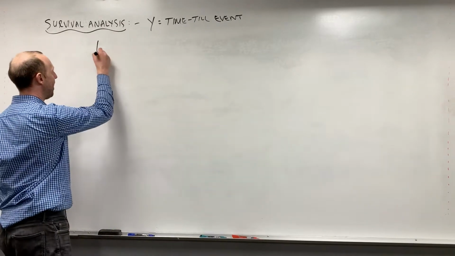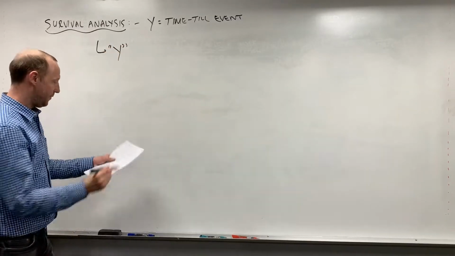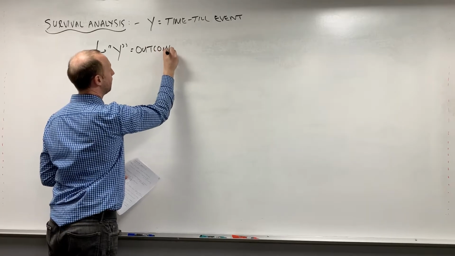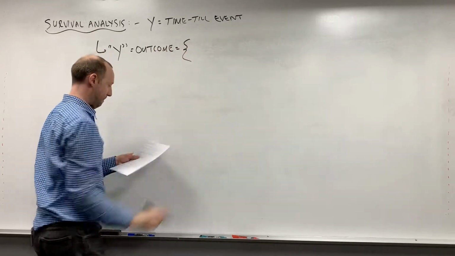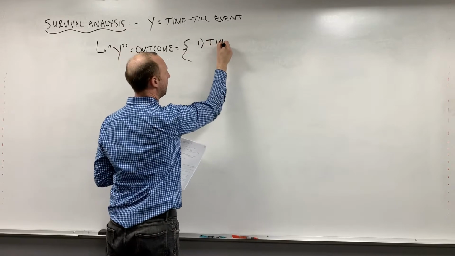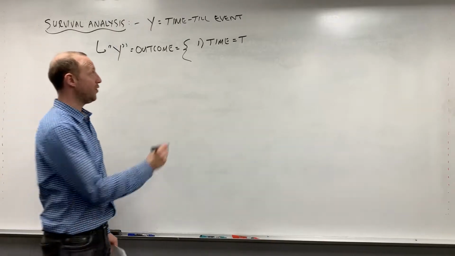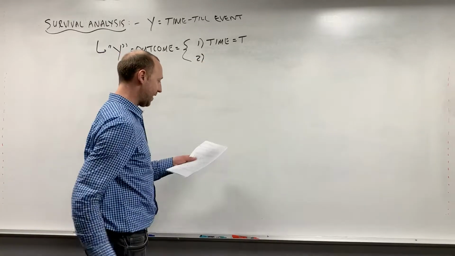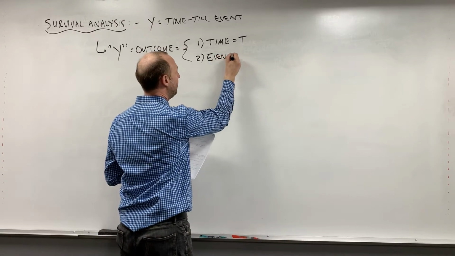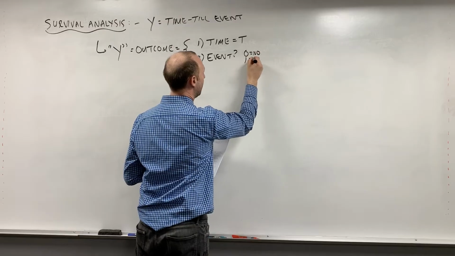And what makes survival analysis unique is that the Y, okay, or the outcome, has two parts. And that's one part, the time, or T, it's the amount of time someone was followed for, and the second part is an indicator if the event occurred, 0 for no, 1 for yes.